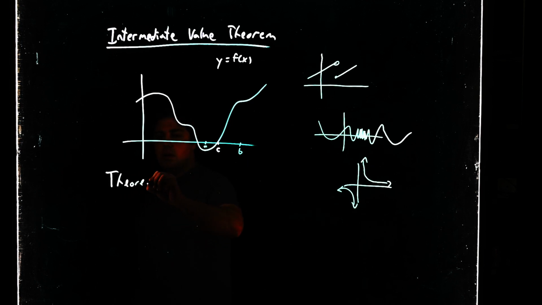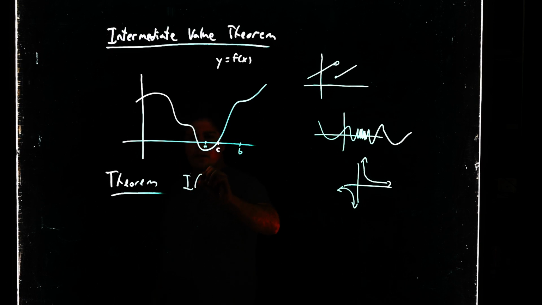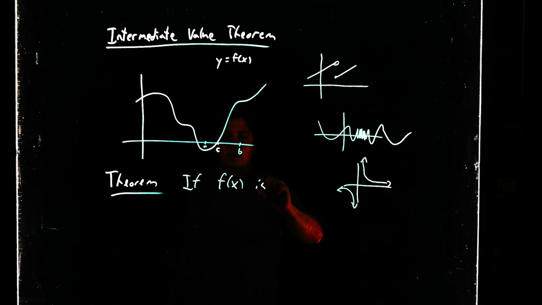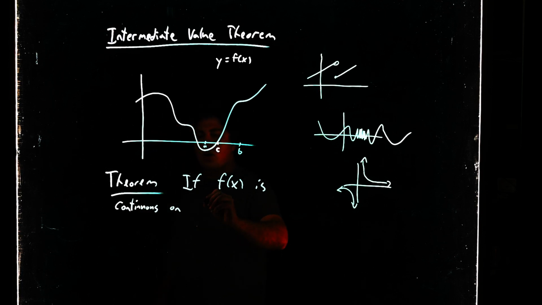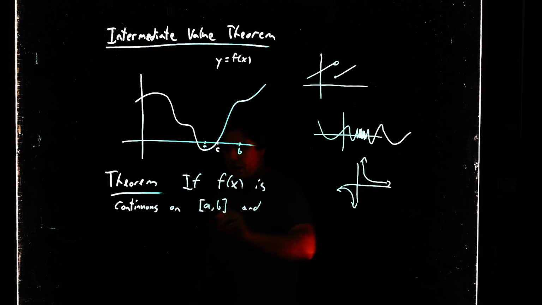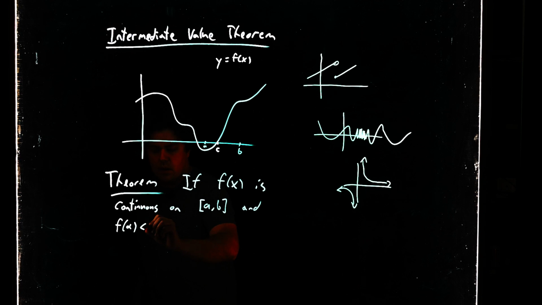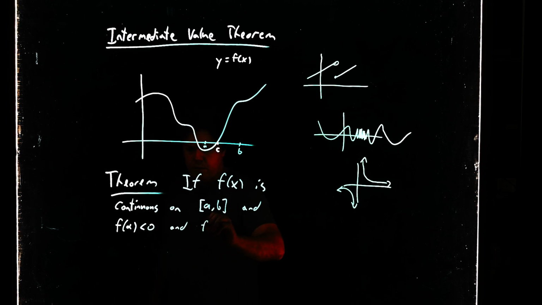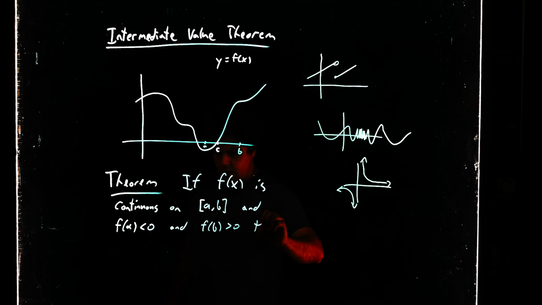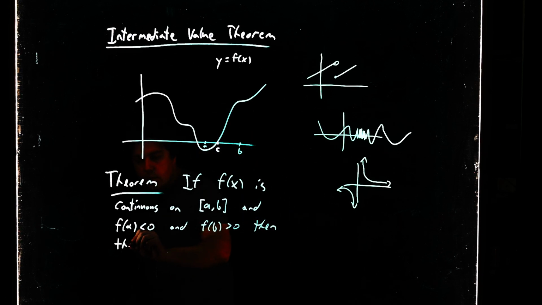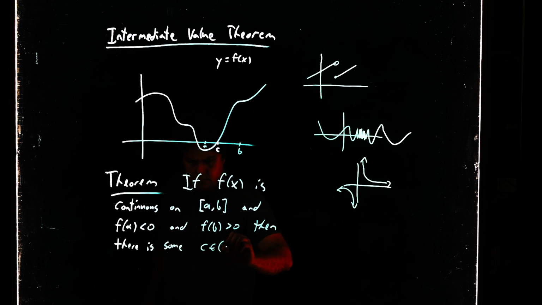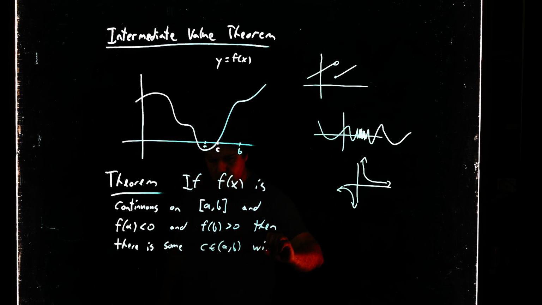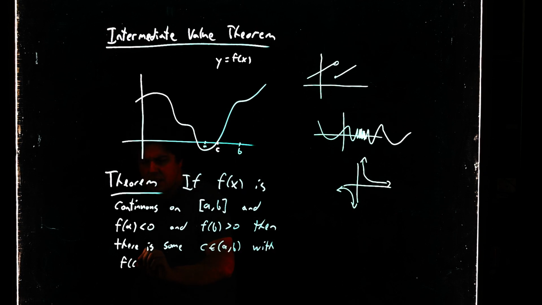Theorem: if f of x is continuous on the entirety of a closed interval, a up to b, and f of a is negative and f of b is positive, then there is some c in here such that f of c is 0.